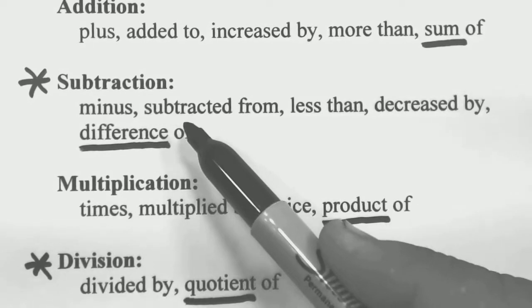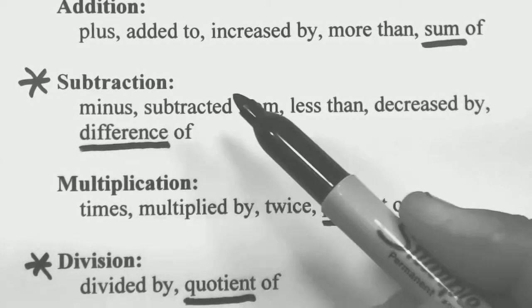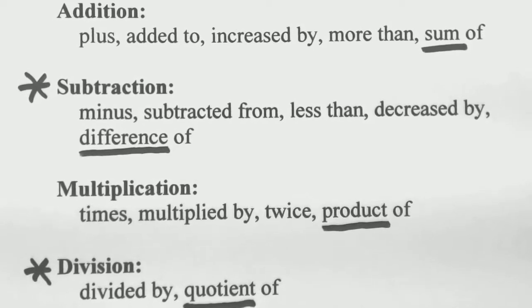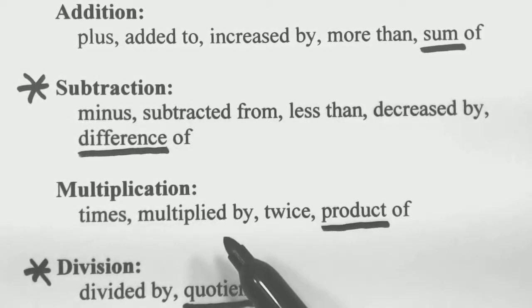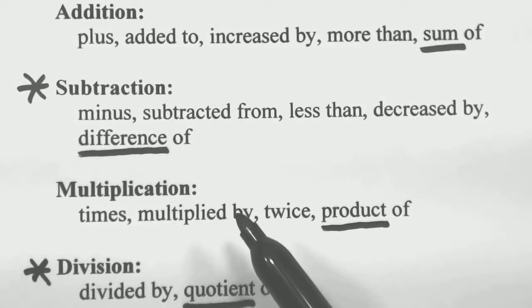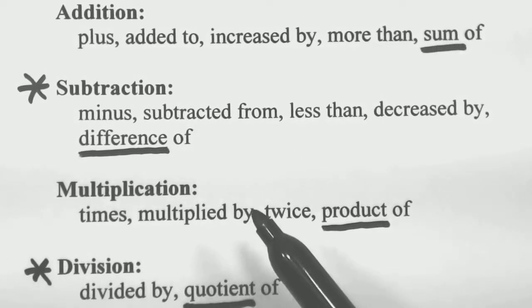In subtraction, you must figure out what's being subtracted. That goes behind the minus sign. In division, you must figure out what you're dividing by. That goes behind the division sign. And of course, the nicest operations, addition and multiplication, it really doesn't matter what order you add things or multiply things in, you get the same answer.